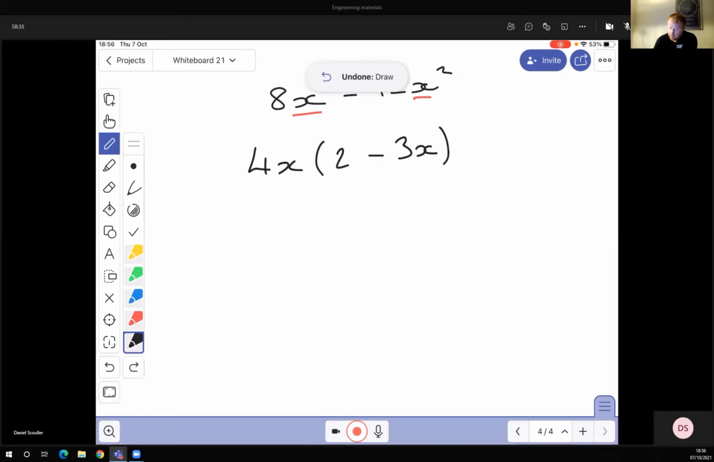4x, double checking I'm doing it right. 4x times 2, 8x, breaking that bracket, 4x times negative 3x, negative 12x squared. So I'm happy with that.